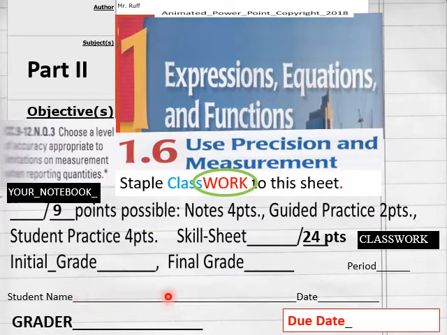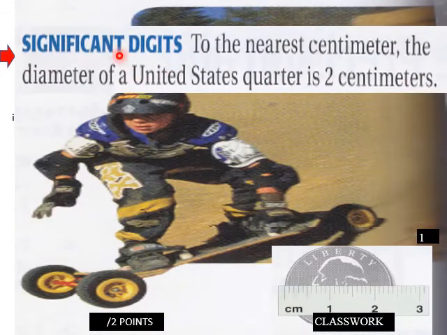Students, don't forget, put your name and date period here on your tablet, your PC, your iPad, your iPhone, your Droid, your Chromebook. So let's go into page 1 here. Significant digits to the nearest centimeter. Down here we got 1, 2, and then 3 centimeters.